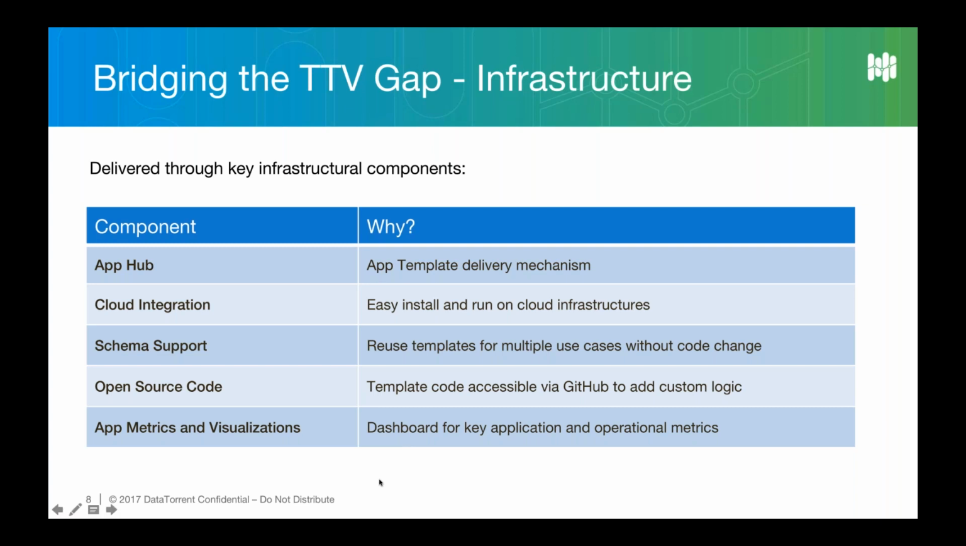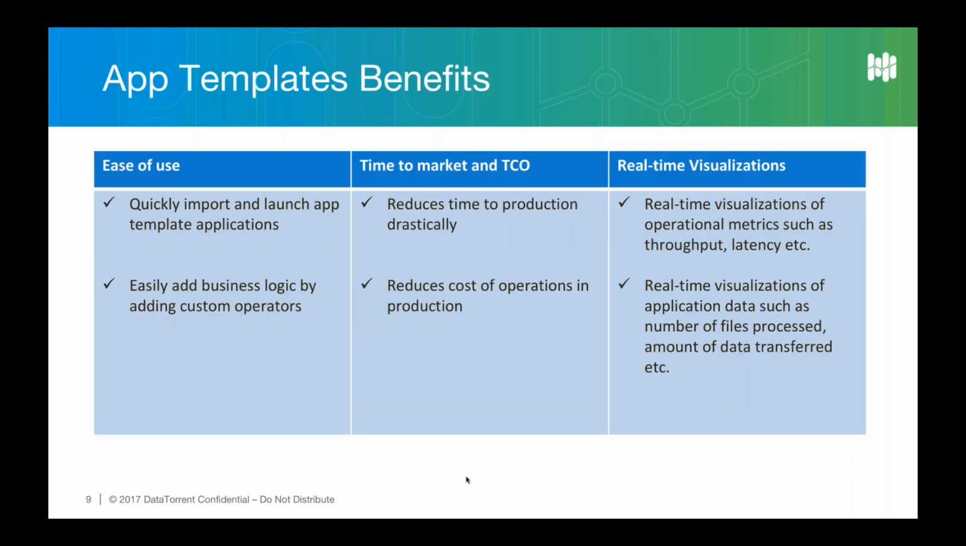So that is the value proposition behind AppHub. So what are the benefits? Benefits are ease of use. You can quickly import and launch these apps or the app templates in your DataTorrent RTS instance. You can easily customize using the source code, because we have made the source code available. So that covers the ease of use aspect.